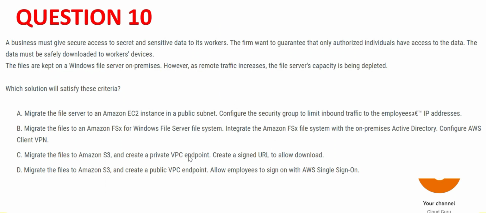Let's look at option A. Whenever you see a file server, and you are saying migrate to EC2 instance, EC2 is not the right place for replacing a file server. So A is totally wrong. If you want to replace a file server, you can do it either in FSx or bring it in object store like S3. So A is totally wrong.